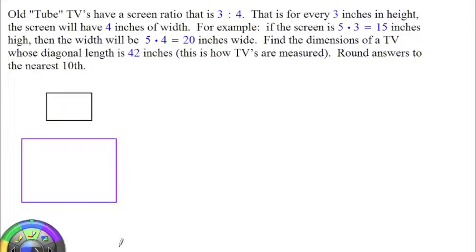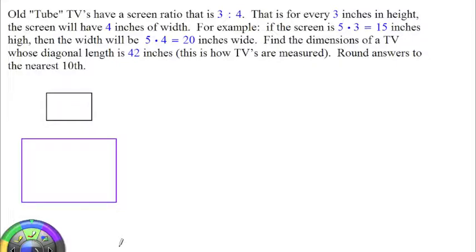For example, if your screen is a 15-inch high TV, it's going to be 20 inches wide because 3 times 5 is 15 and 4 times 5 is 20. So the 5 in this case is what's called a scaling factor. It increases the size of the TV, or if it's a fraction less than 1, decreases it. Most of the time you want to increase the size of a TV.